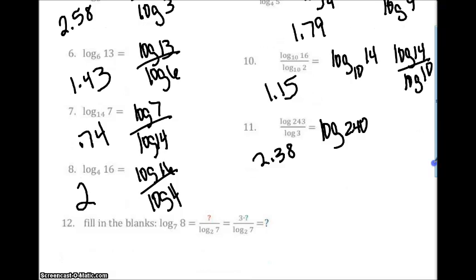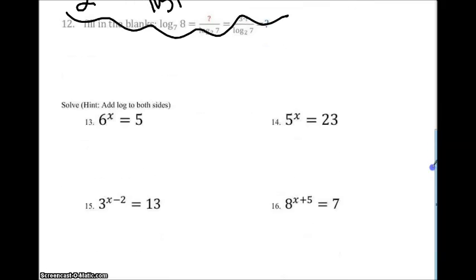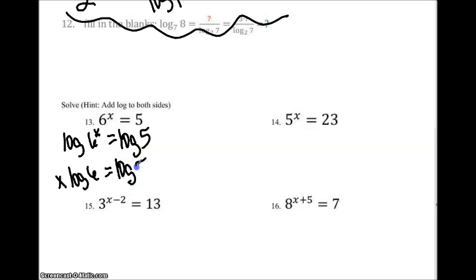I'm going to let you omit number 12. When you get to 13, you're solving. This is back where you've got to add log to both sides. So log of 6 to the x is equal to log of 5. Move your x to the front, and it becomes x times log of 6 is equal to log of 5. So then you're going to divide.